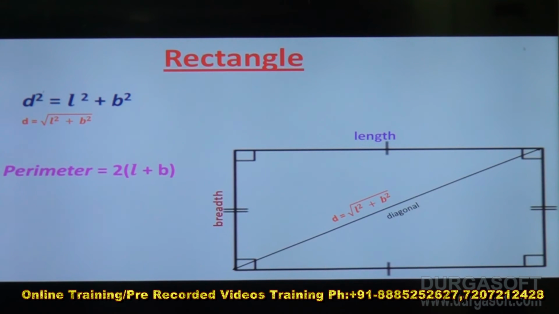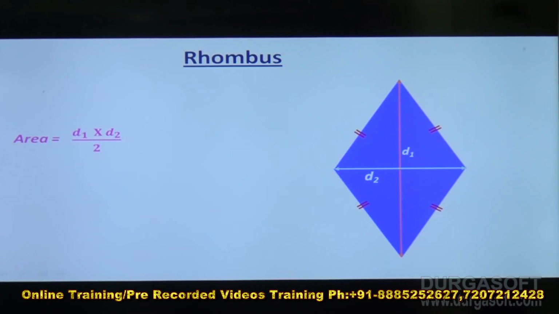So this is about the rectangle, where we have to know the perimeter, that is 2 into L plus B, and diagonal d is equal to under root L square plus B square. This is all about the rectangle. And if we talk about the area of a rectangle, length into breadth will give us the area. So next figure, rhombus.